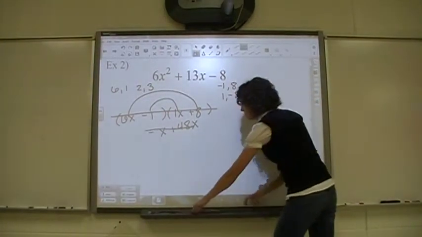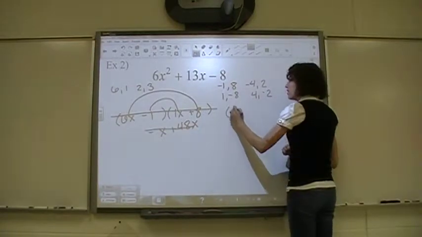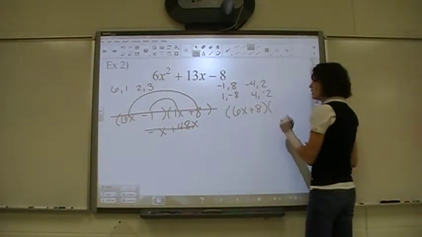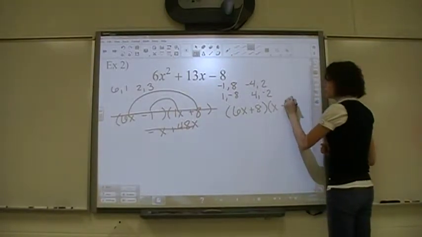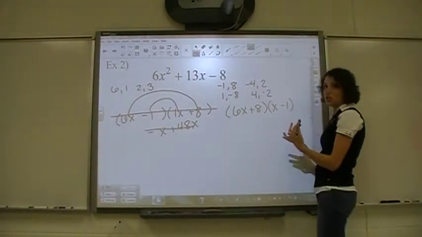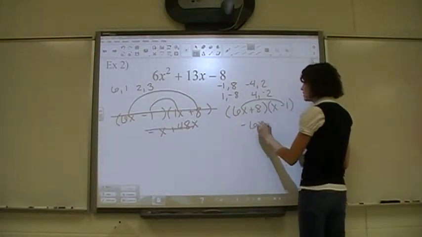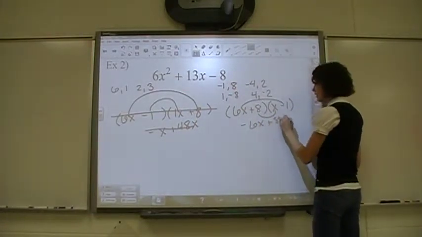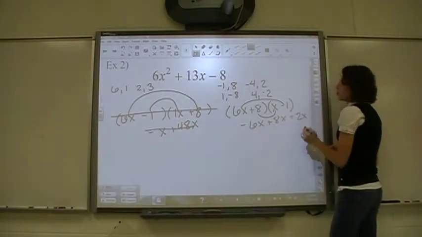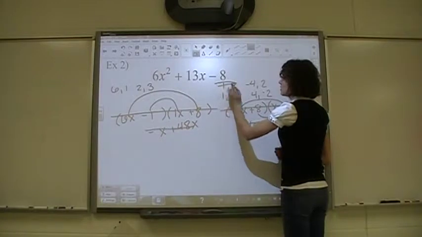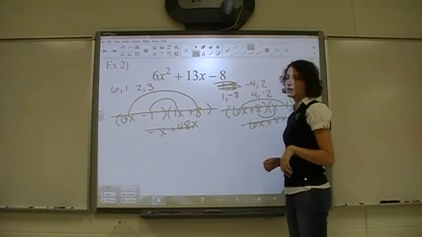So let's go ahead and maybe flip them and try something else. Let's do 6x and let's try instead plus 8, and then you could also have x minus 1. Again, we want to check the things that are on the inside and the outside. So we get a -6x, and here we get a plus 8x, which gives me 2x, which is not 13x, so we don't want to try that one. So that means this does not work with 6 and 1.